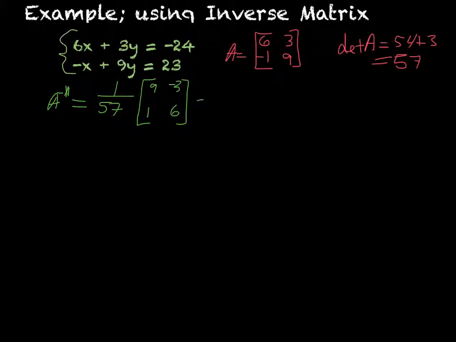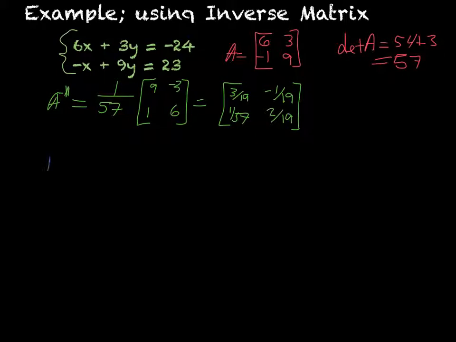Do my multiplication. 9 divided by 57 simplifies to 3 over 19. -3 over 57 simplifies to -1 over 19. Then 1 over 57. And 6 over 57 simplifies to 2 over 19. So that's my A inverse.